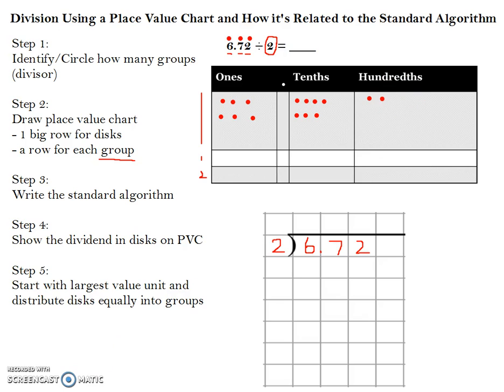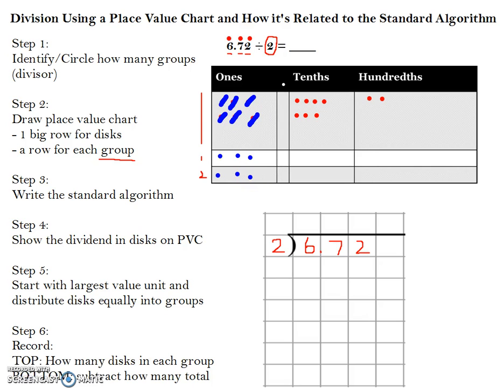Step 5 is you want to start with the largest value unit and distribute the discs equally into the groups. My largest value unit is ones. I have 2 groups, so I'll go 1, 2, and then I put those 2 into the groups. Again, 1, 2, and I put those 2 into the groups. And my last 2 divided into my groups.